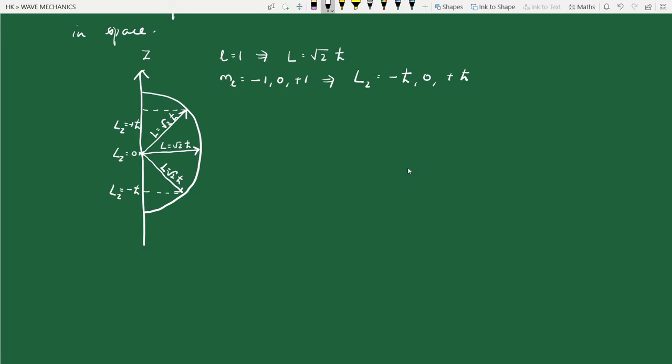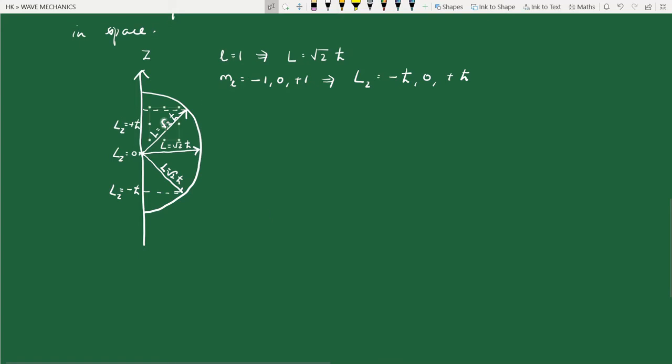So this is one convenient way of representing the three specific directions of the angular momentum vector. And this idea is called space quantization. You can see that the angular momentum vector cannot have all possible directions. It can have this direction such that projection is plus h cross. It can have this direction such that projection is 0, or it can have this direction such that projection is minus h cross.